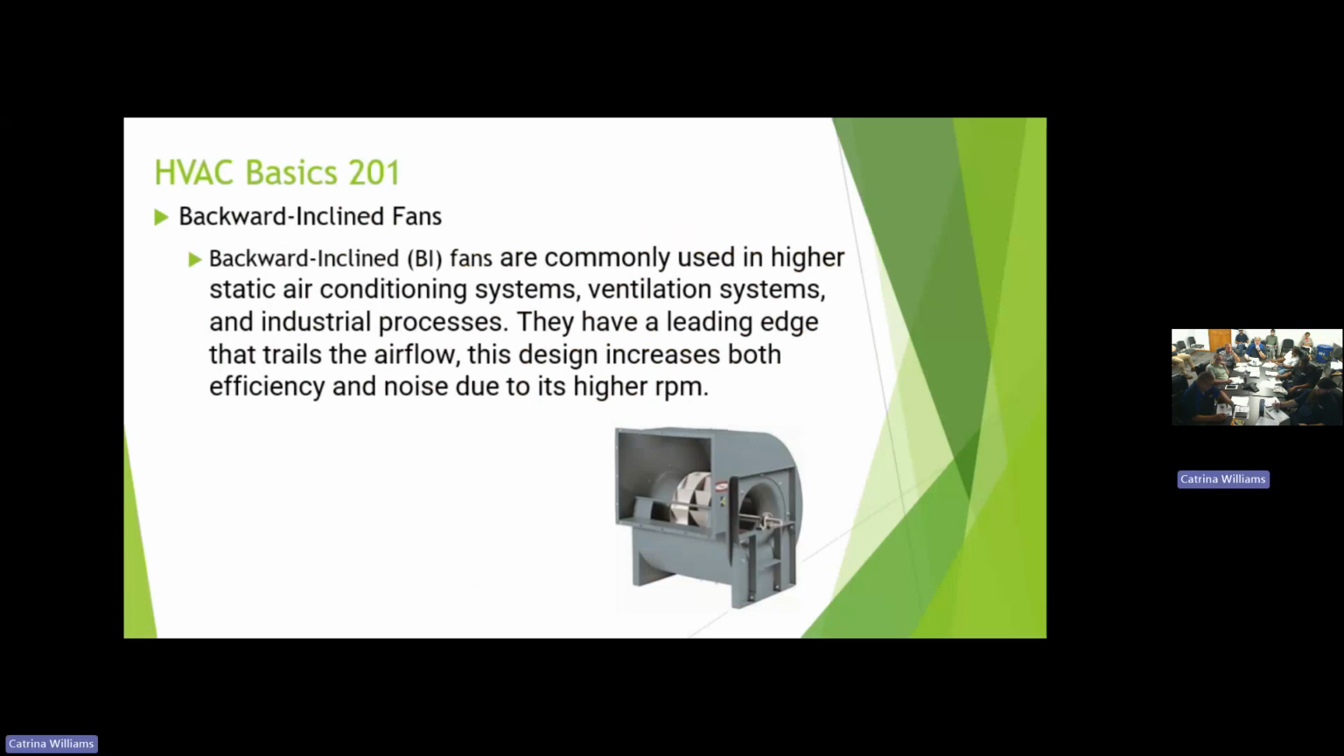But where the forward curve might run at 400 RPM for certain applications, these need to run 800 RPM.